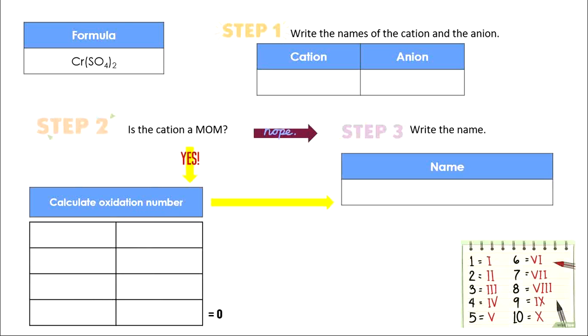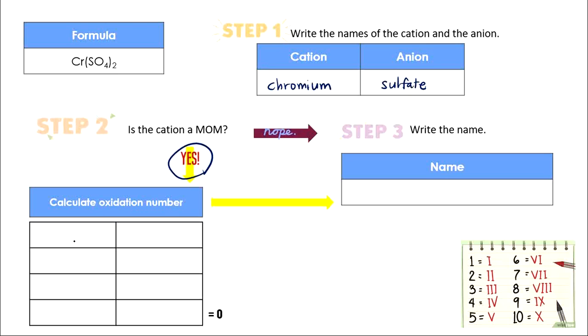Now let's take a look at a problem where we are given the formula and we need to write the name. So step 1, we write the names of the cation and the anion. So the cation is chromium and the anion is SO4, that is sulfate. So is the cation a MOM? Remember that MOM means multiple oxidation metal. Chromium is a MOM, so now we need to calculate the oxidation number.